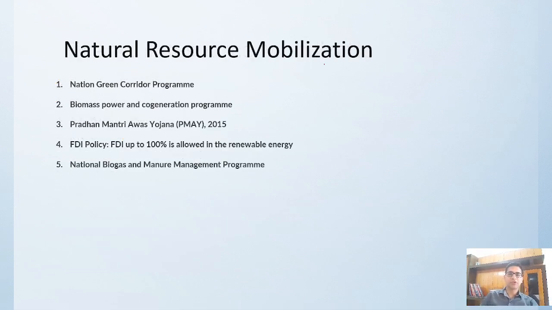And then we have natural resource mobilization. We have a lot of natural resources, like we are making national green corridor. Biomass we are utilizing. We are collecting the biomass and we are generating power from that. PM Awas Yojana is running. 100% FDI in renewable energy, biogas missions, everything is running.